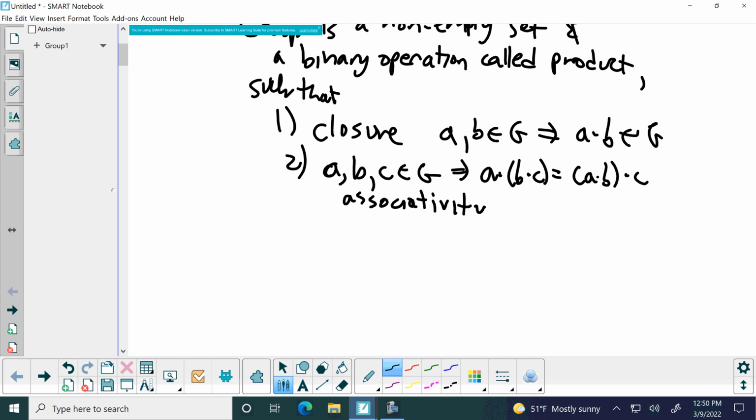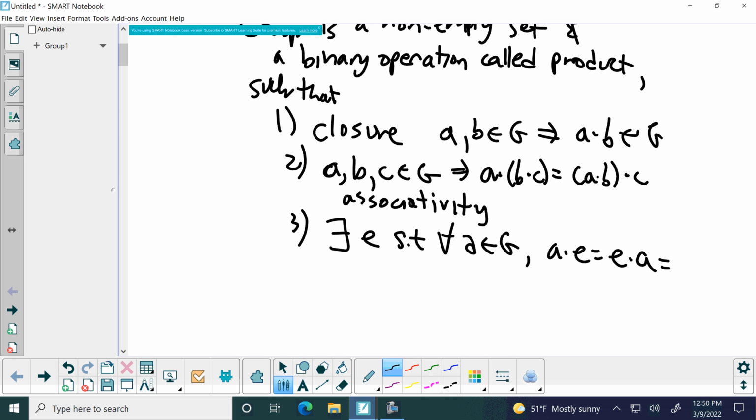Associativity. Okay. And number 3, Ty, what would be another quality of a group? Yes, it has to be identity. So that means that there exists an E such that for all A in G, A times E is equal to E times A is equal to A. So I'm using some of the notation of mathematicians here. You have the upside down A and the backwards E. I'm not trying to do that to intimidate you guys. It's just faster to write that.